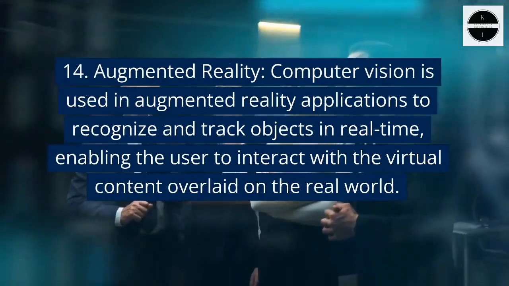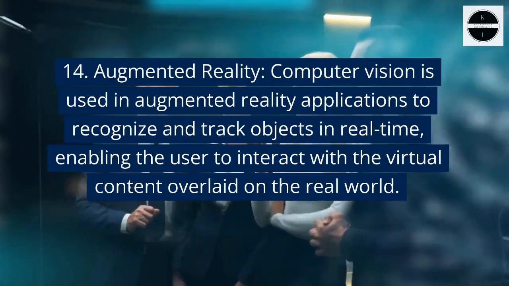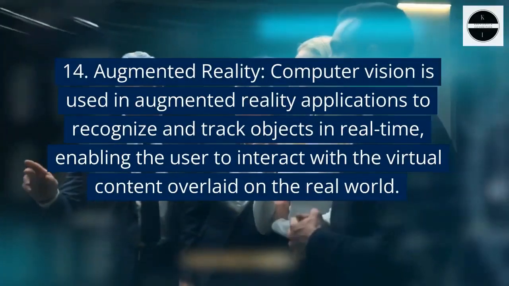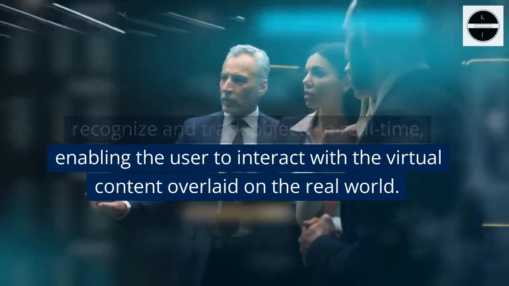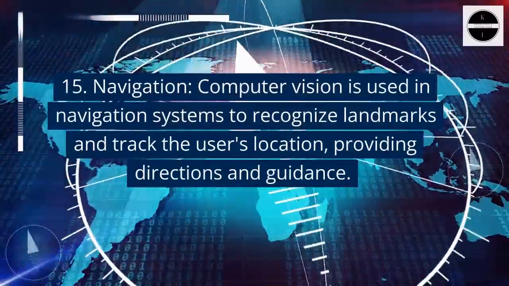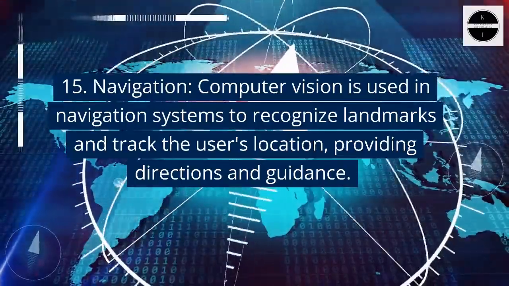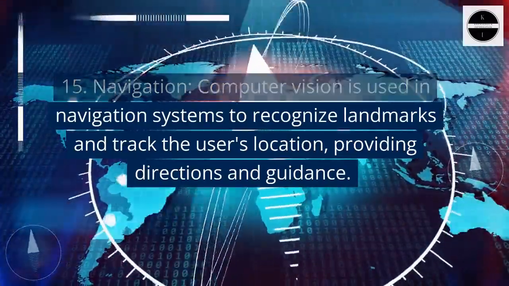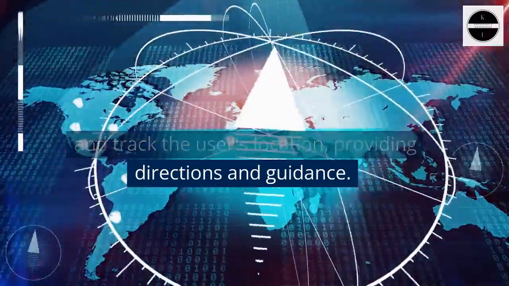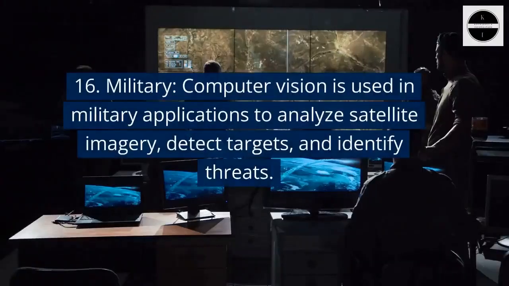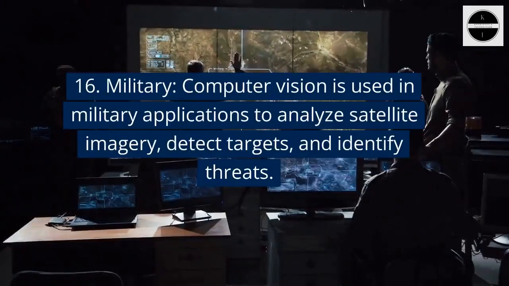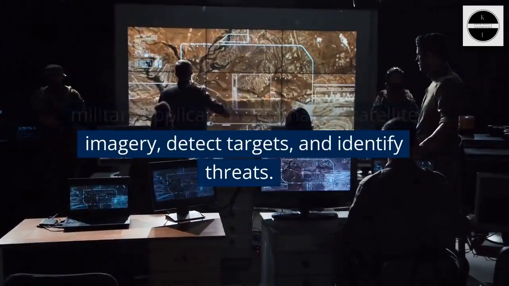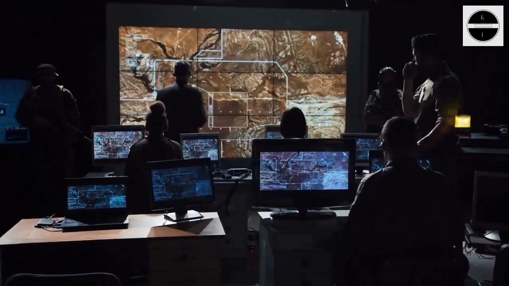14. Augmented reality. Computer vision is used in augmented reality applications to recognize and track objects in real time, enabling the user to interact with the virtual content overlaid on the real world. 15. Navigation. Computer vision is used in navigation systems to recognize landmarks and track the user's location, providing directions and guidance. 16. Military. Computer vision is used in military applications to analyze satellite imagery, detect targets, and identify threats.